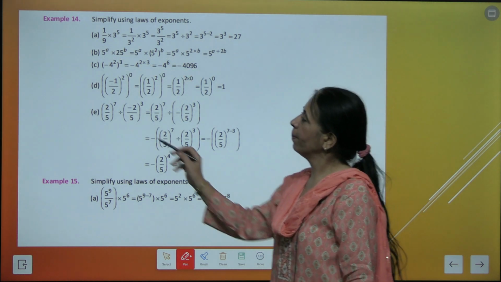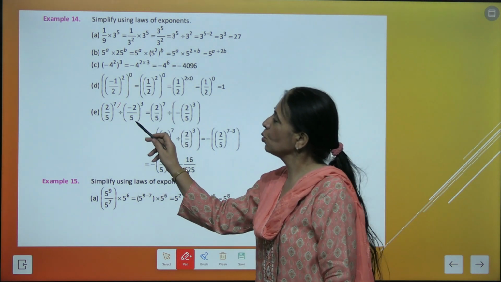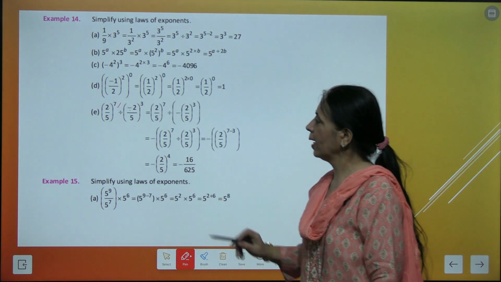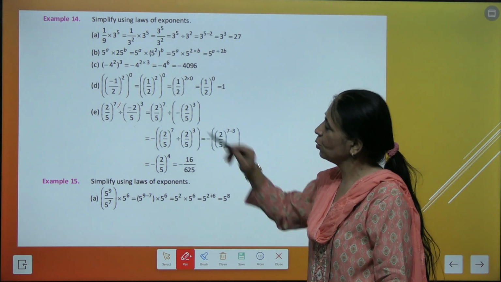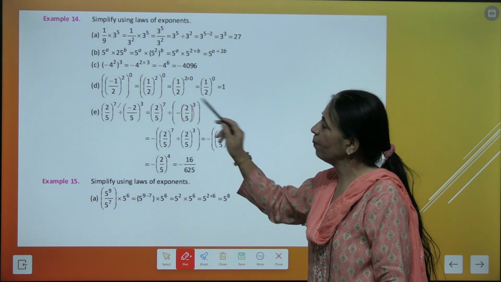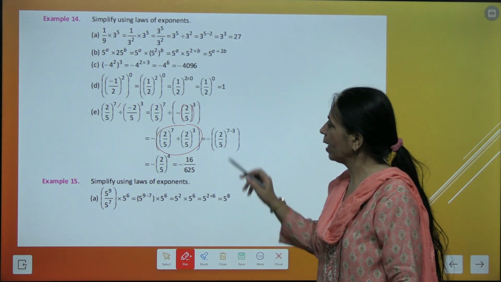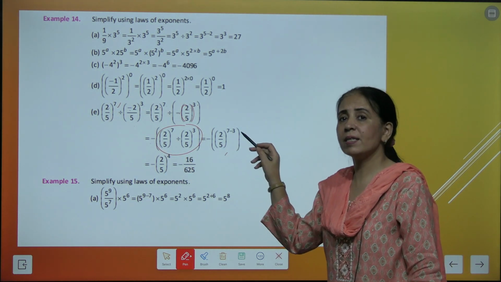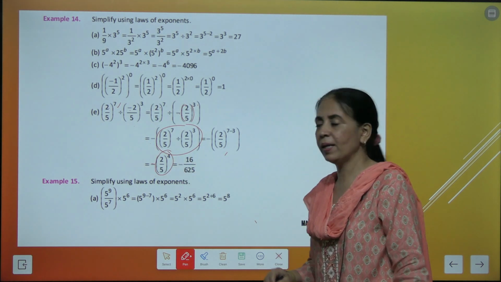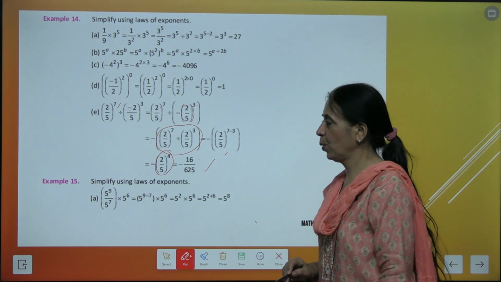We'll take another example: 2 upon 5 raised to the power 7 divided by minus 2 upon 5 raised to the power 3. Now this minus sign we will first bring outside, so we get 2 upon 5 raised to the power 7 divided by 2 upon 5 raised to the power 3, and we bring the minus sign outside. This minus sign goes outside the whole expression. 2 upon 5 raised to the power 7 minus 3 will be equal to 2 upon 5 raised to the power 4 with a minus sign, and on solving we get minus 16 upon 625.